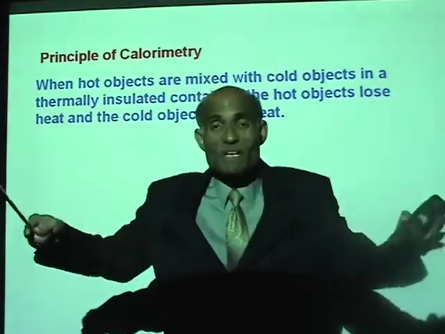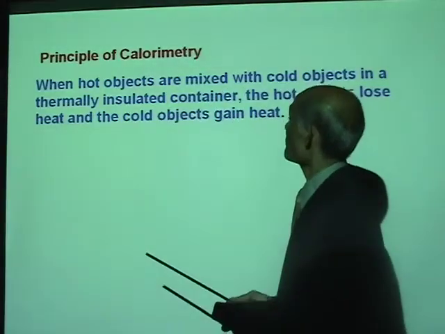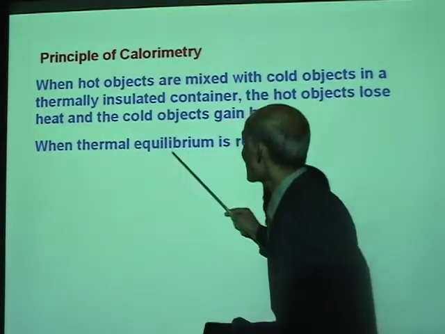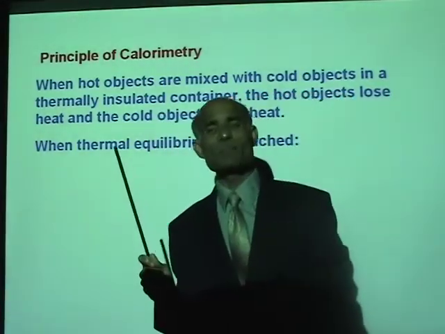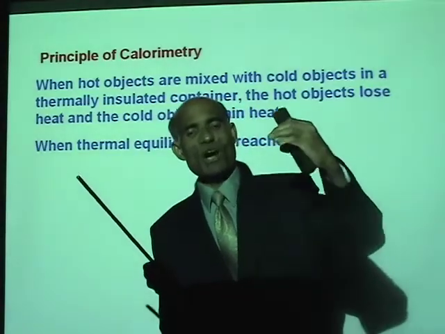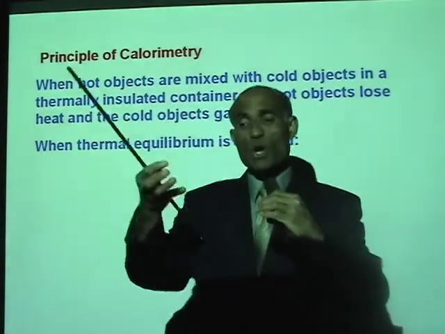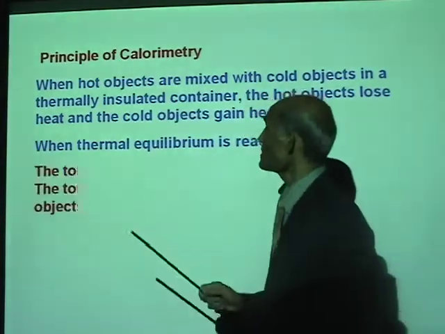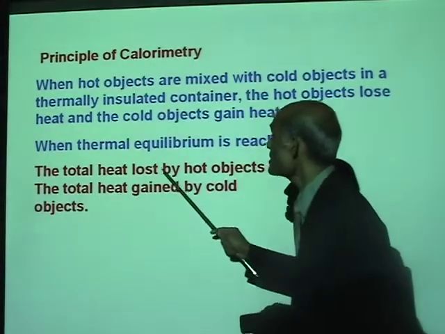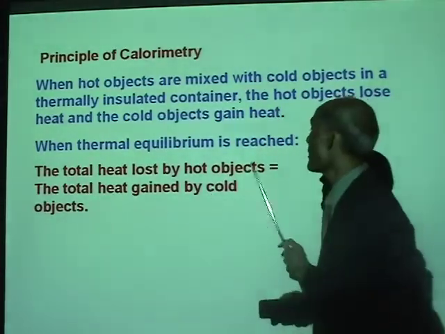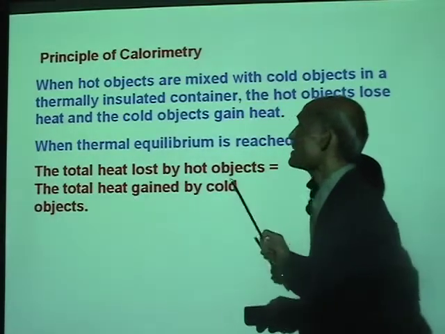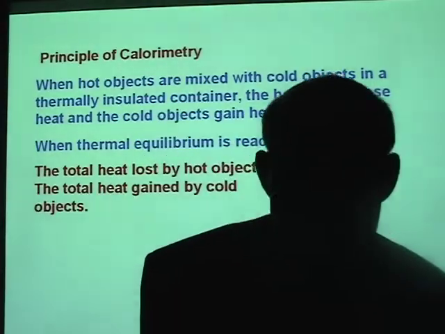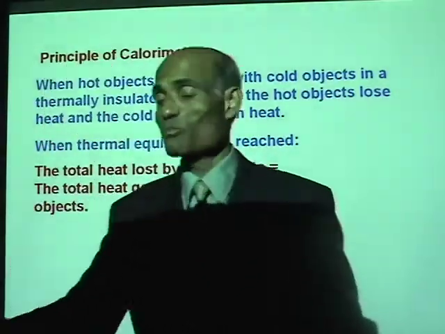And if you perform the experiment in an insulated environment and allow thermal equilibrium to be reached, what does that mean? It means the hot objects will lose heat, cold objects will gain heat, and there will be an equilibrium. And when the equilibrium is reached, total heat lost by hot objects will be equal to the total heat gained by cold objects. Now, that's the principle of calorimetry, and we're going to use that to solve problems.